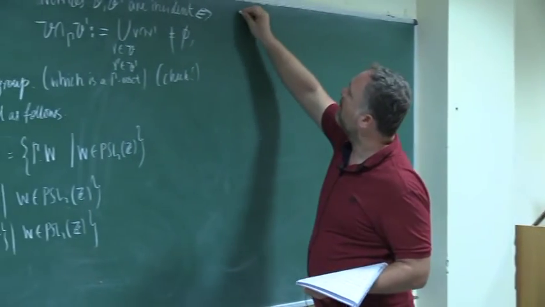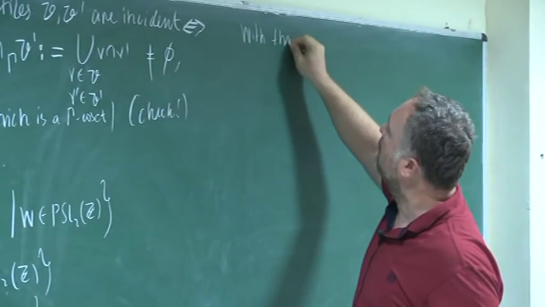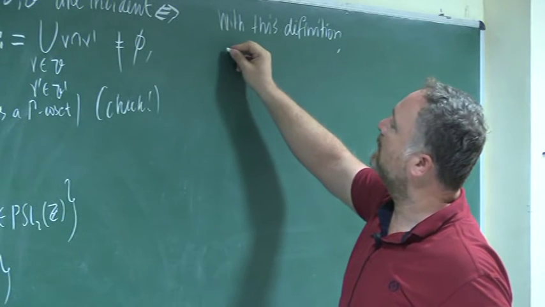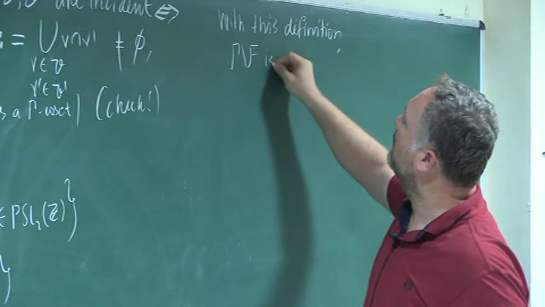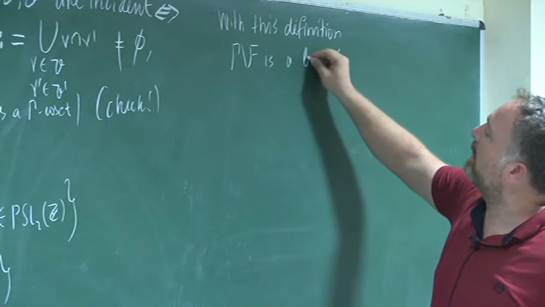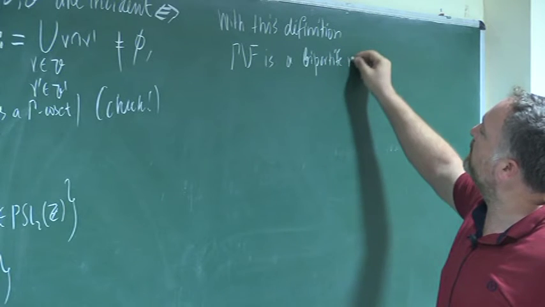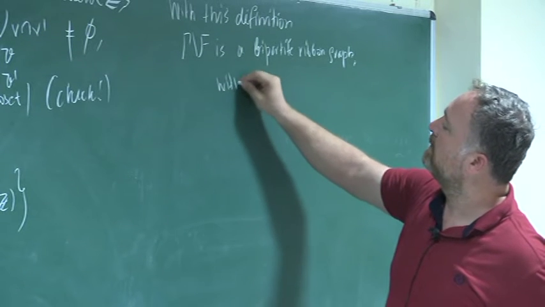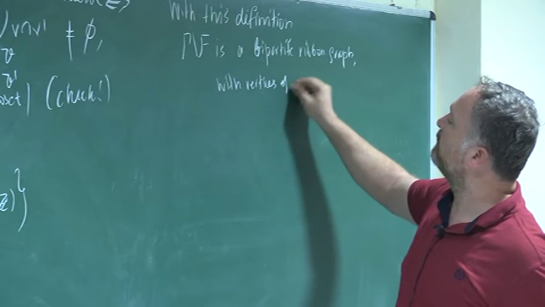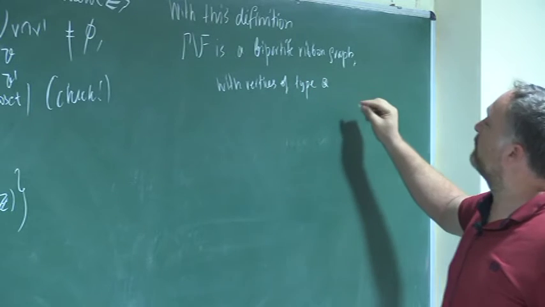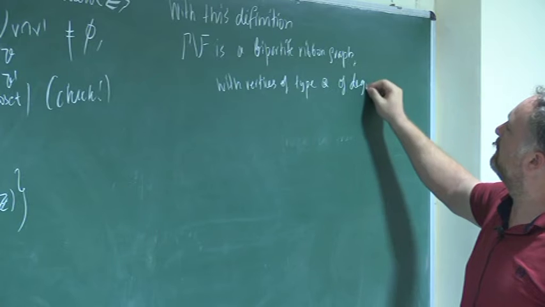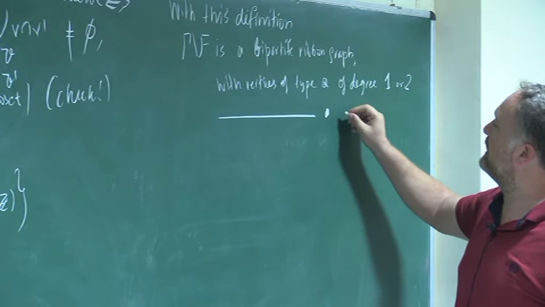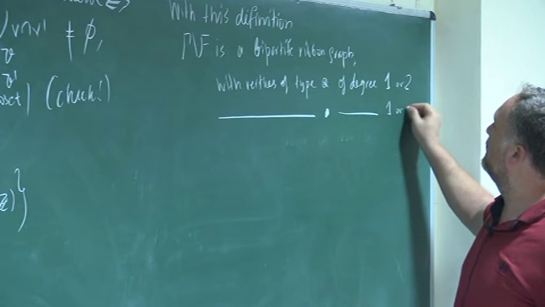So with this definition, F over gamma is a bipartite ribbon graph with vertices of type 2, which are of degree 1 or 2, and with vertices of type bullet, of degree 1 or 3.